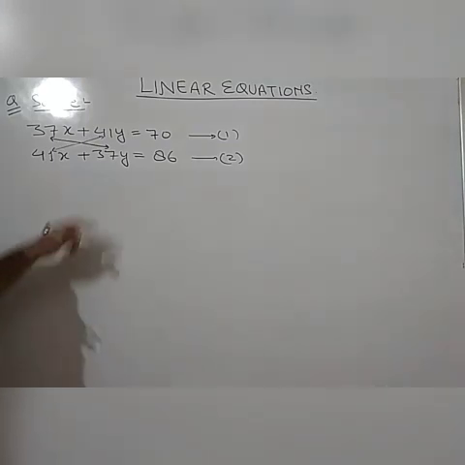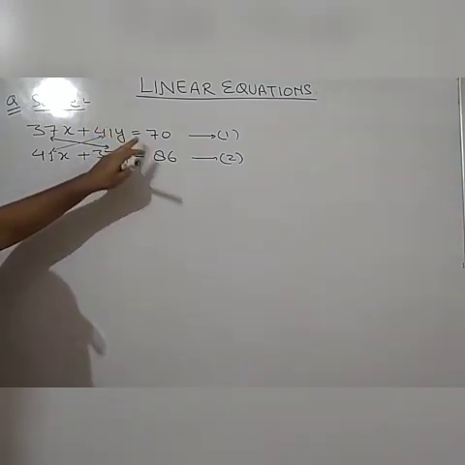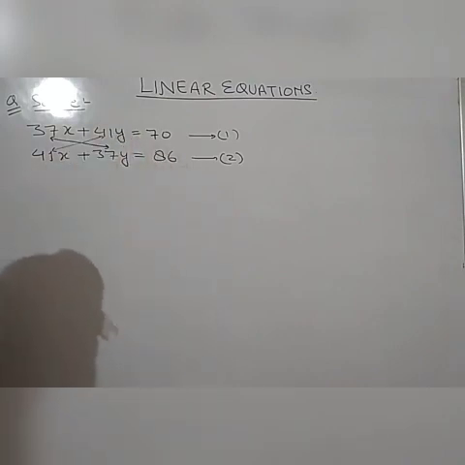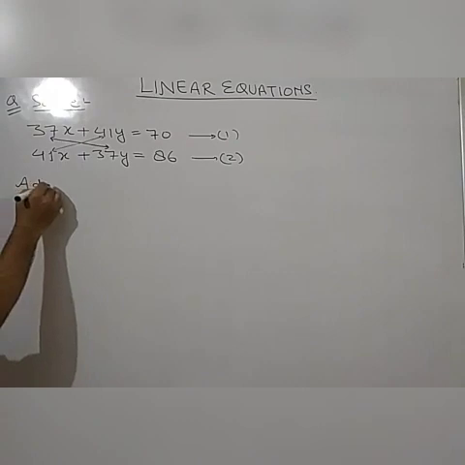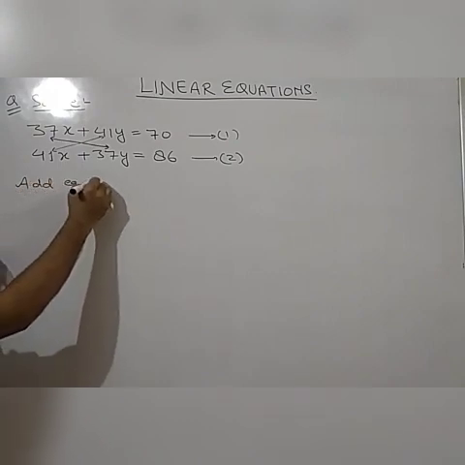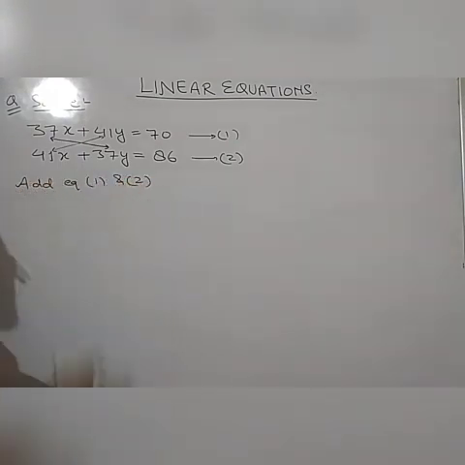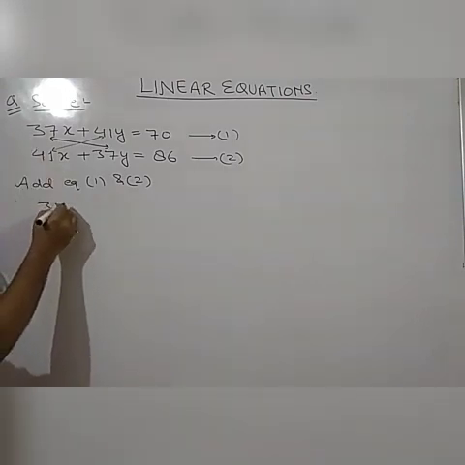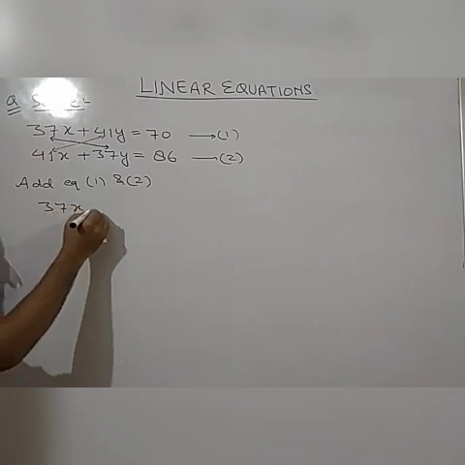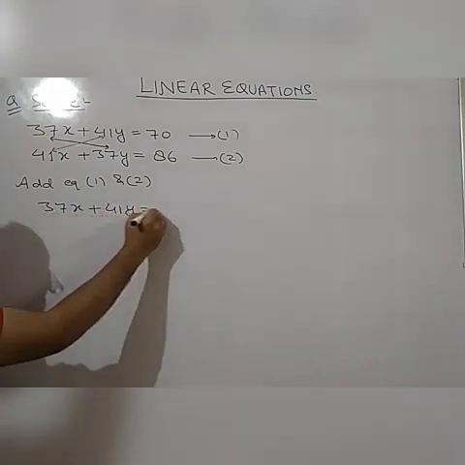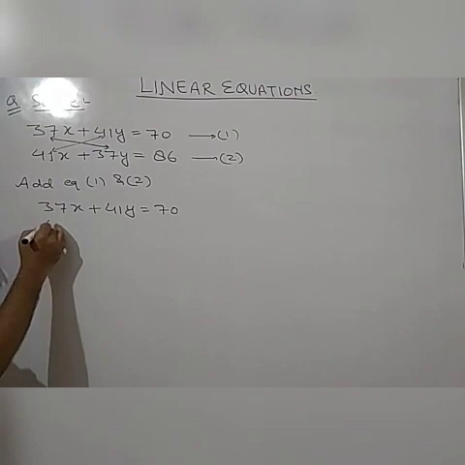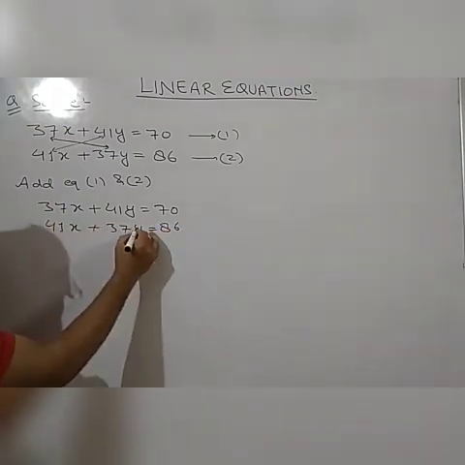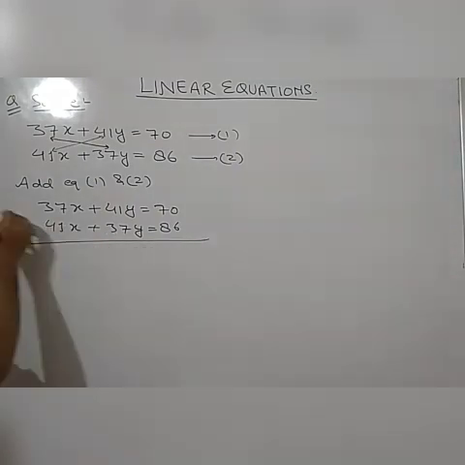So I told you what we have to do here. We will add these equations once and we will subtract these equations once. So first I am adding these two equations. Add equations 1 and 2: 37x plus 41y is equal to 70, and 41x plus 37y is equal to 86. Now I am adding these two equations.